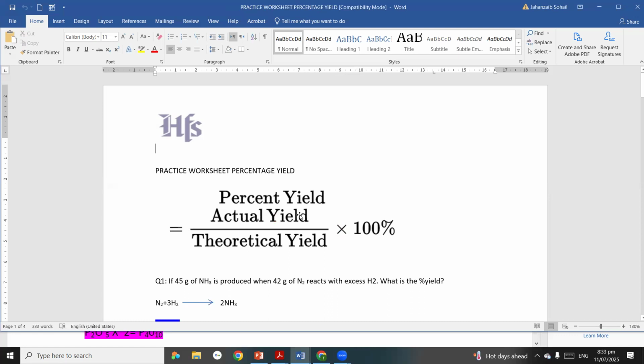I worked in pharmaceutical for more than 6 years in Pakistan before joining the school. So I was in the production area as well as in other areas of the pharmaceutical. So I applied this percentage yield very much.